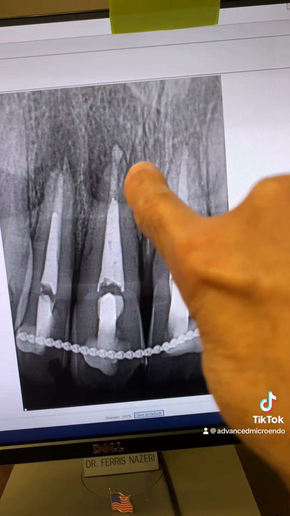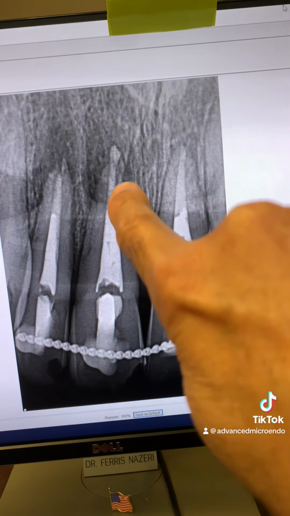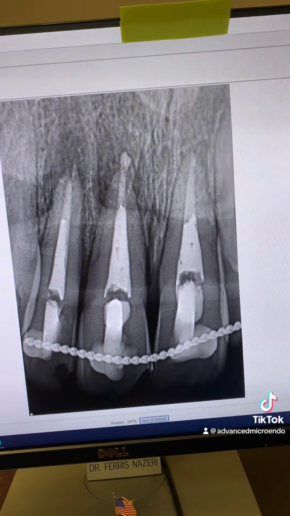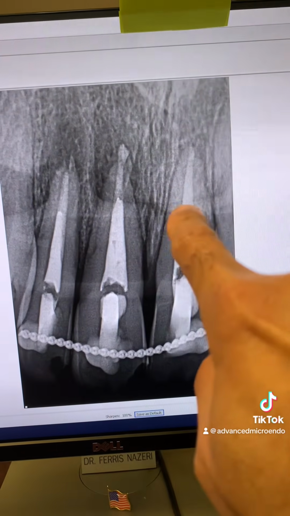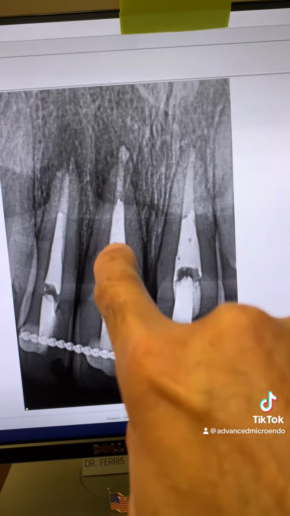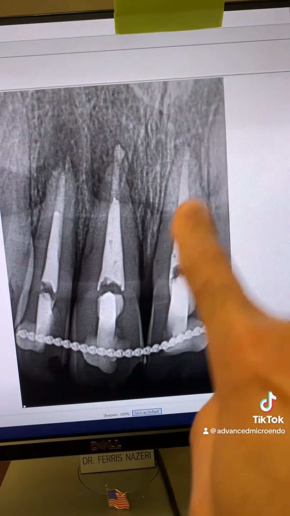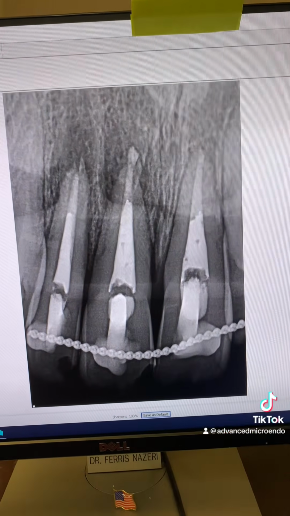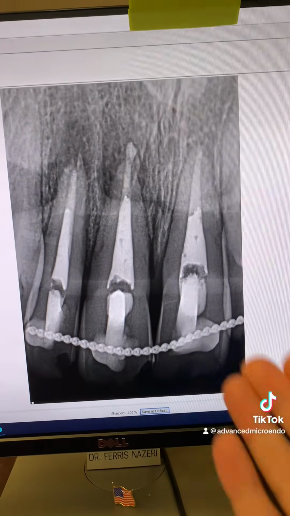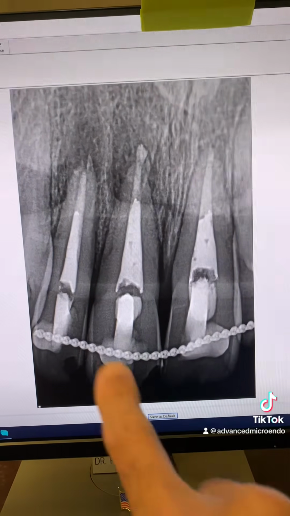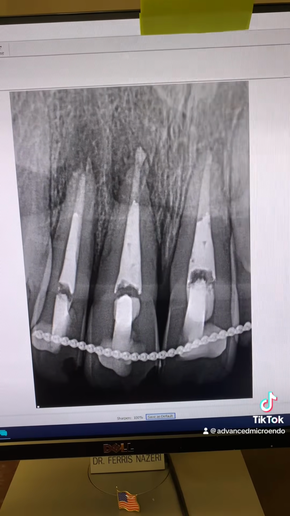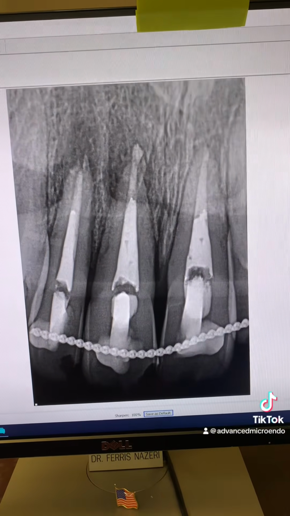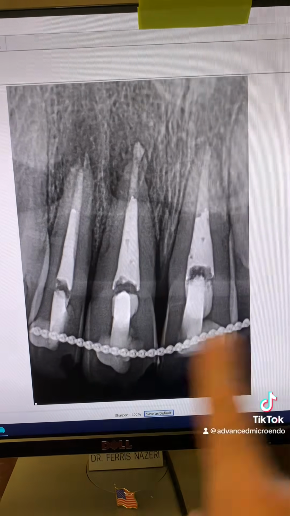Looks like I got a little bifurcation or a lateral here on tooth number 8 with the MTA. So MTA plugs followed by gutta percha and sealer. Again, we did these root canals in one appointment. So you can see everything went great. Everything went beautifully. We went ahead and temporized the teeth and referred the patient back to his dentist. Mom will take him to his dentist for the permanent restoration of these teeth.